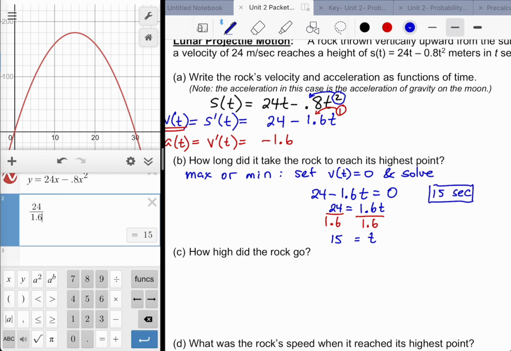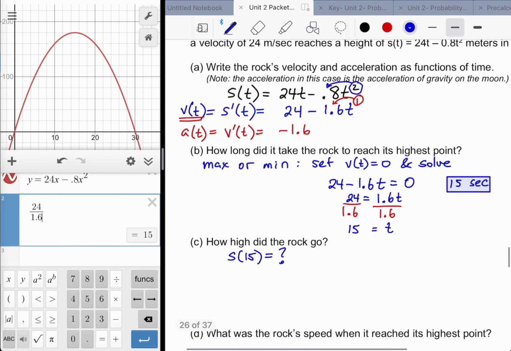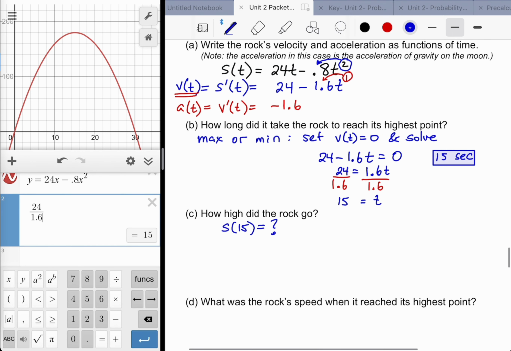All right, now it's asking what is the highest point, right? Essentially, how high did the rock go? So it's asking for the position after 15 seconds. So it's asking what S of 15 is. All right. You can do that just by simple plugging and chugging. All right, just pop that right into the original function.